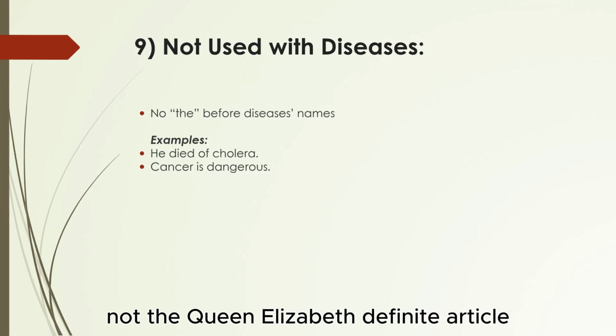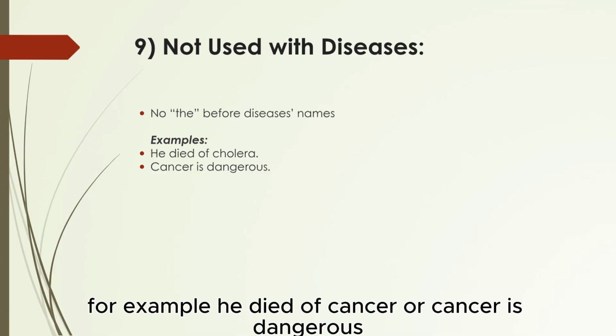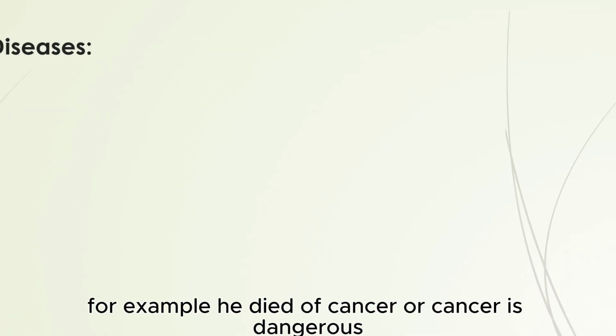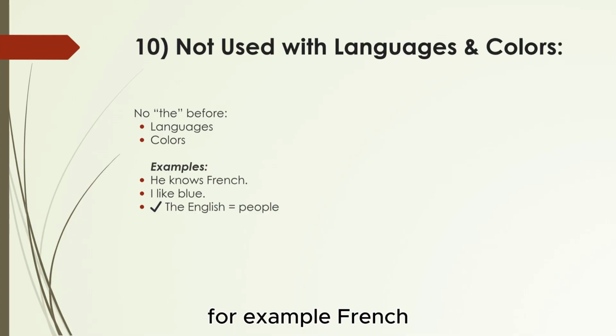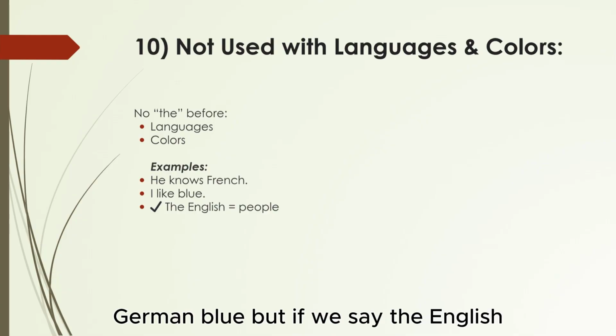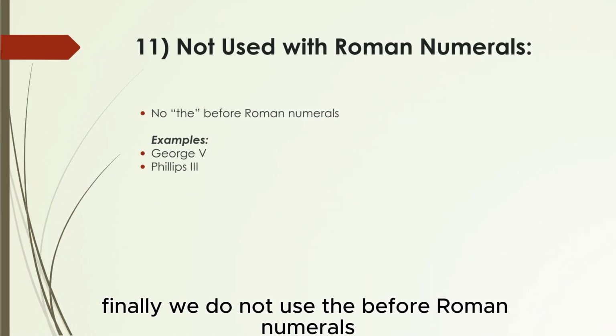Definite article the is not used before names of diseases. For example, he died of cancer or cancer is dangerous. We do not use the before languages or colors. For example, French, German, blue. But if we say the English, it means the people, not the language. Finally, we do not use the before Roman numerals.